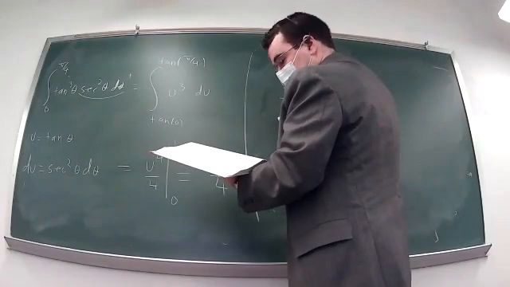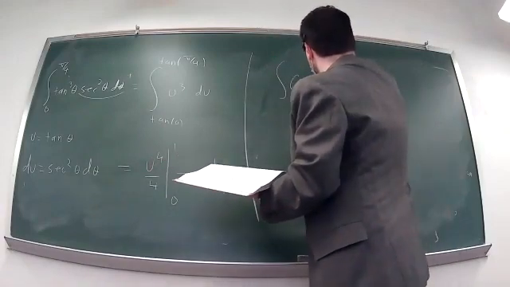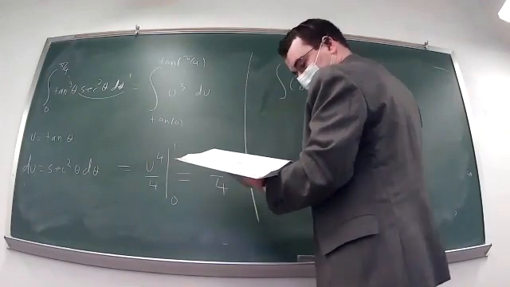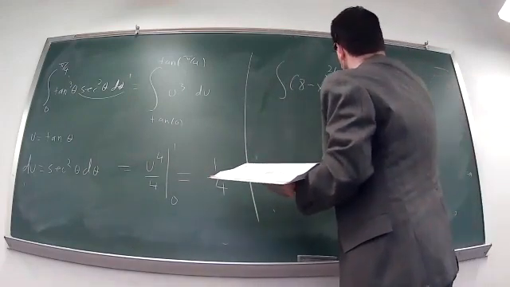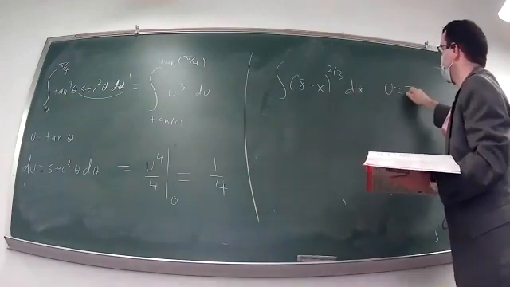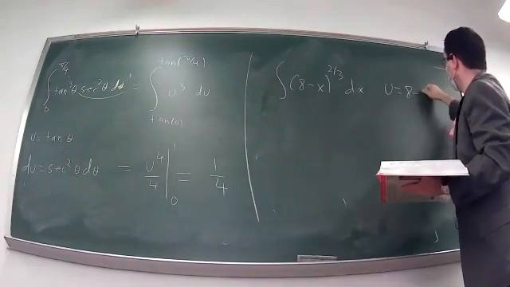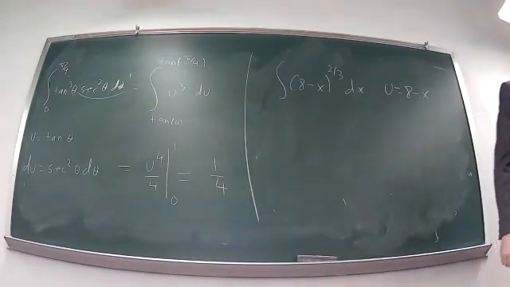The instructions are find the antiderivative of 8 minus x to the 2/3 dx. And they give you the substitution to make. They tell you to substitute u equal to 8 minus x. So take 1 minute, please do that problem.